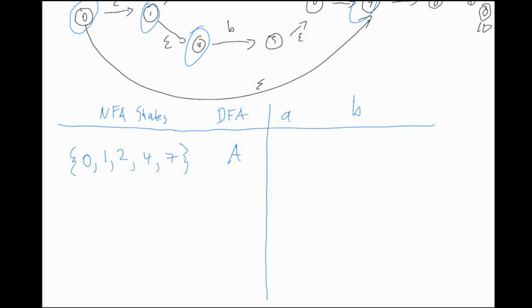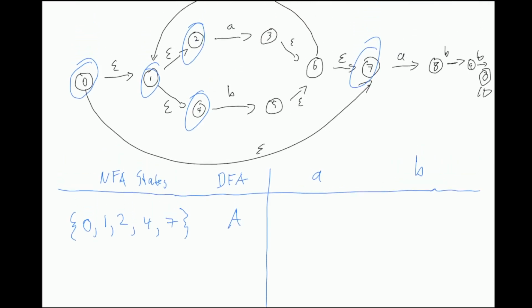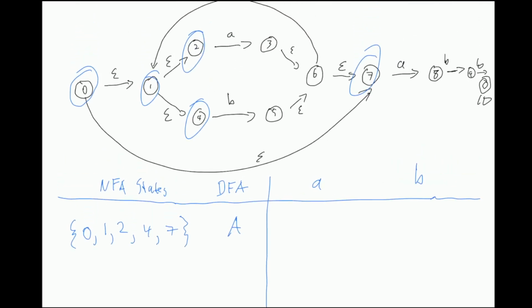Okay, so all we've got to do is follow the letters in our alphabet. So if we're in all of these states at the same time, 0, 1, 2, 4, and 7, and we see an A, what set of states will we enter if we see A?